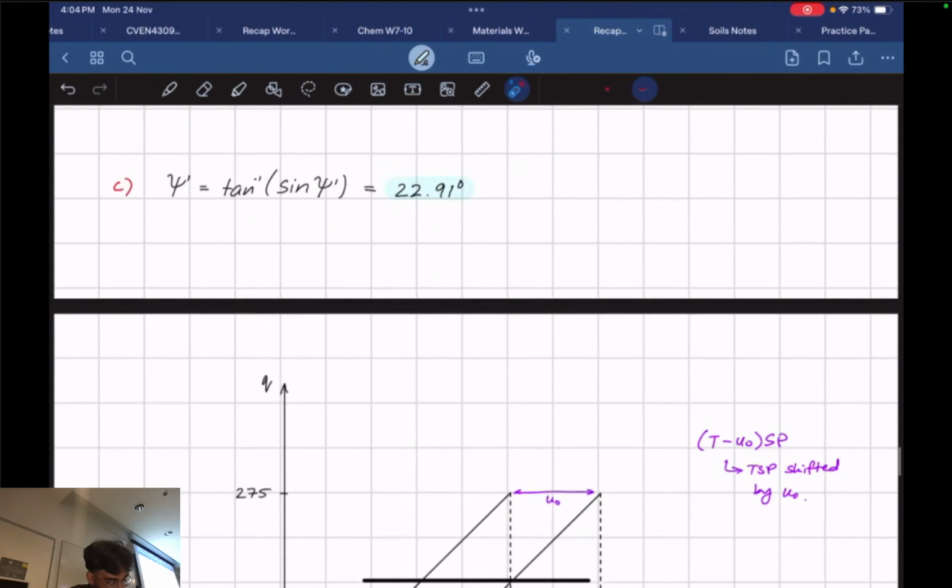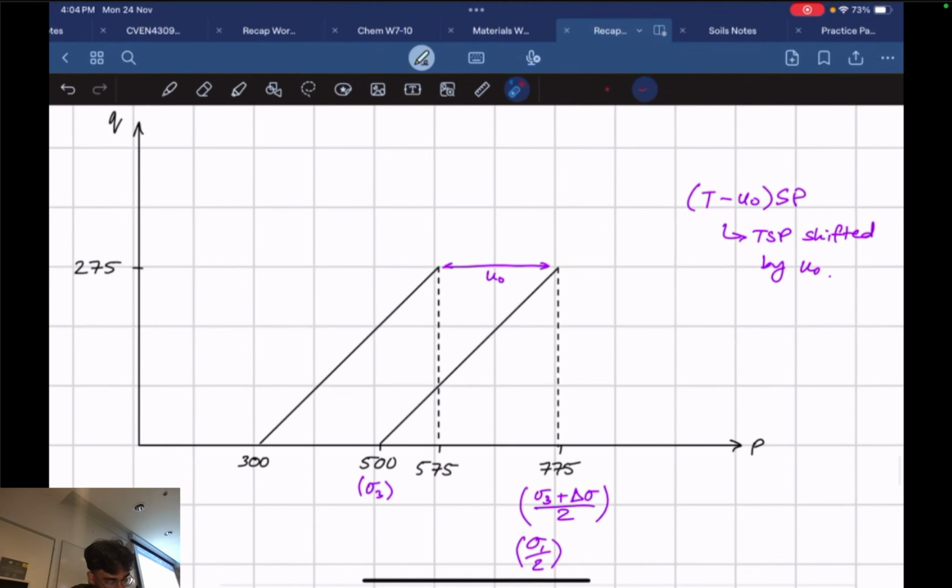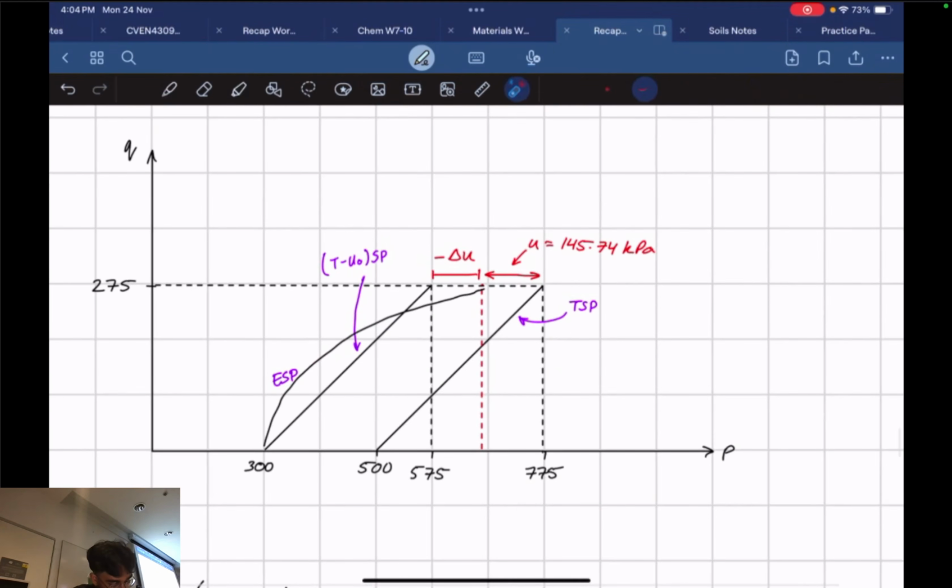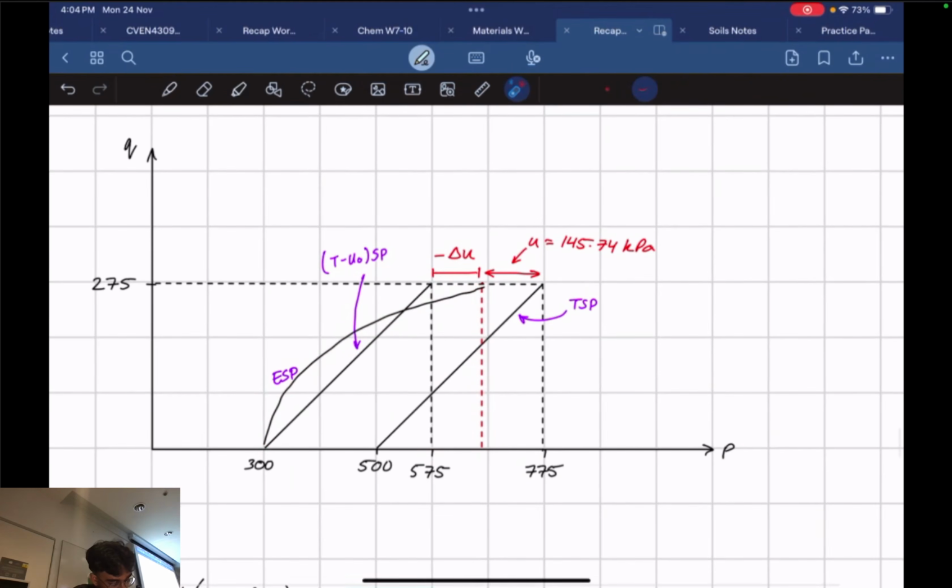But ESP now. So ESP you're going to need to find. I've drawn my ESP here. It's a bit of a curve because of the back pressure. However, this value here is given by your... Wait, let me just color code this stuff real quick.